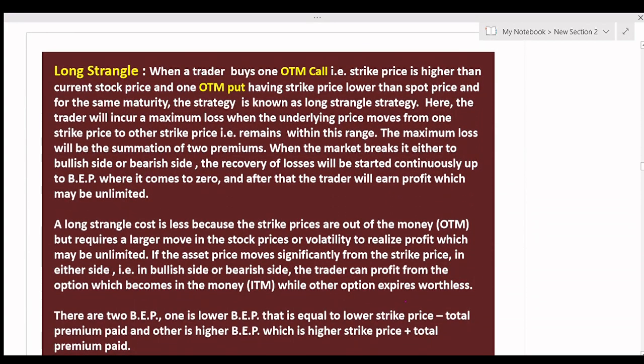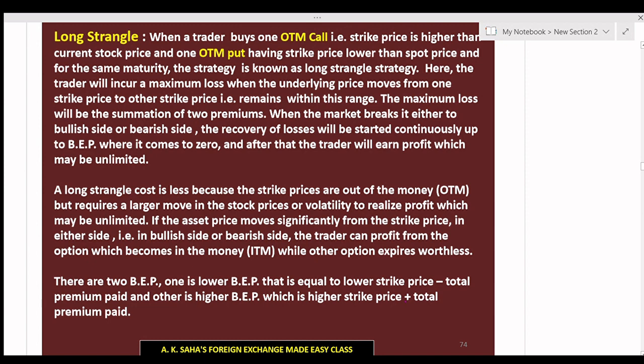Now come to long strangle. When a trader buys one OTM call, that is, strike price is higher than the stock price, and one OTM put having strike price lower than the spot price, and for the same maturity, the strategy is known as long strangle strategy. Here, the trader will incur a maximum loss when underlying price moves from one strike price to other strike price and remains within this range. That is, the spot price hovers between this range.